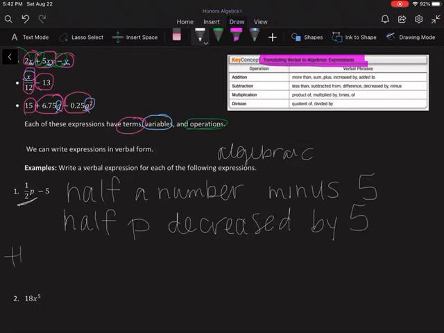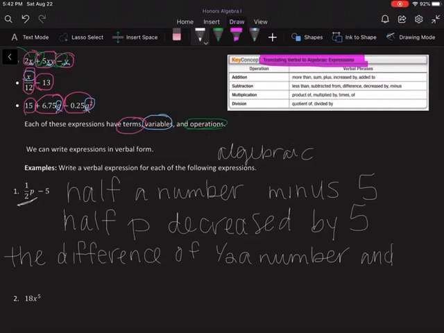We can also say the difference. And you don't have to write all these out, just one or two. Difference of 1/2 a number and 5, okay? So any one of these would be correct. And that is something that on formative, it might show up different. I'm debating on letting it be a matching for what it's going to essentially have, okay?